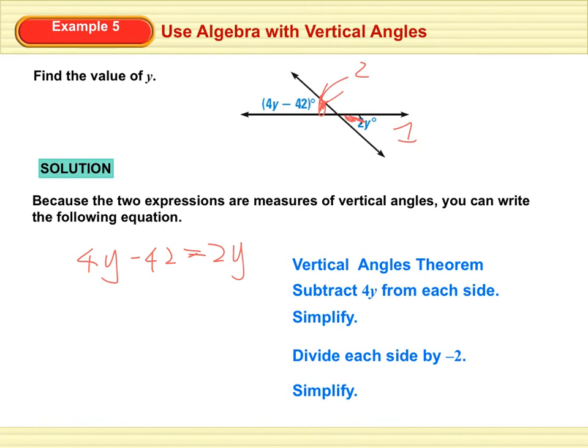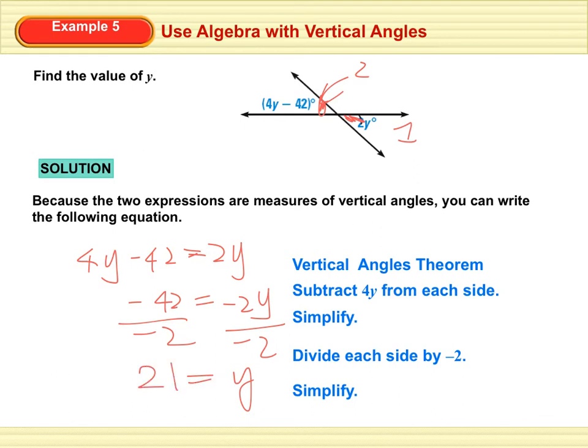Now, if I subtract 4y on each side, on the left-hand side I only have negative 42. On the right-hand side, I should have negative 2y, right? And if I divide both sides by negative 2, I should end up with y equals 21.